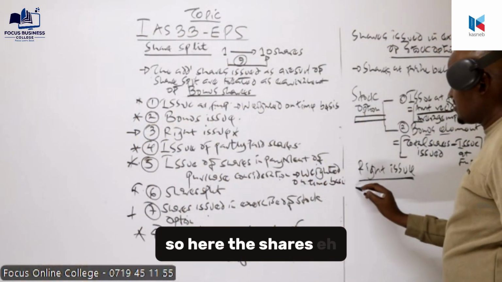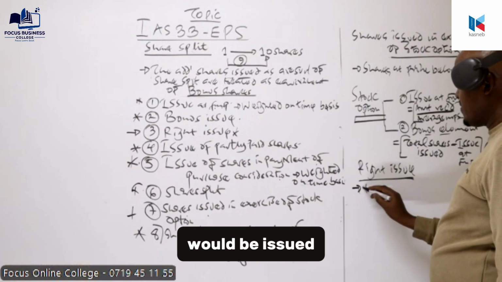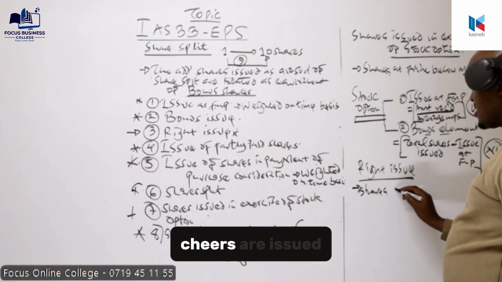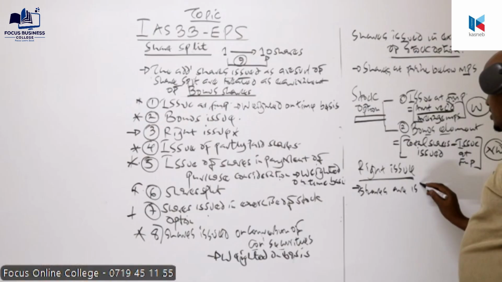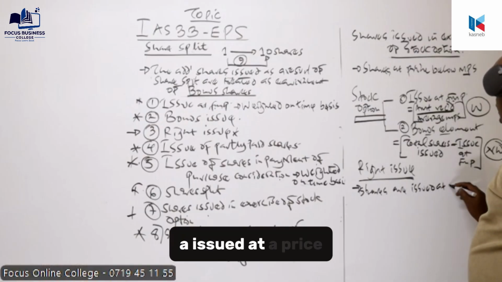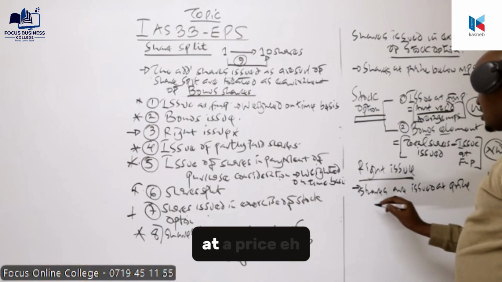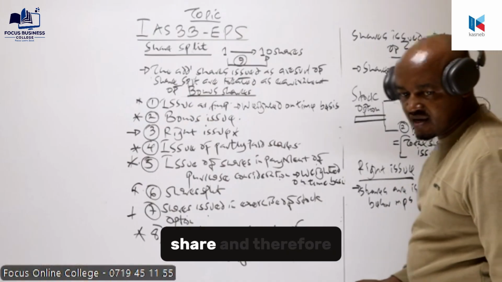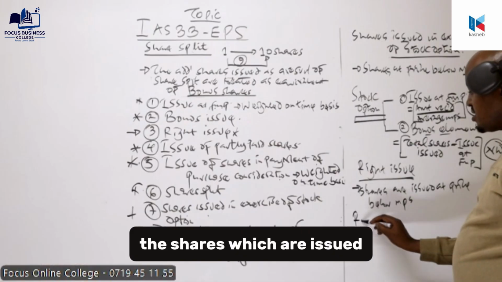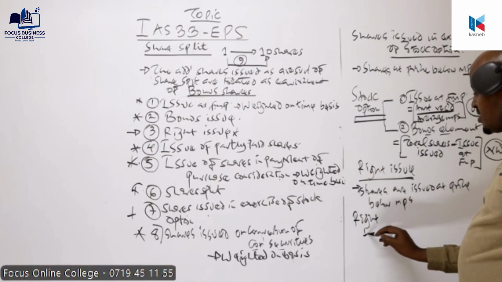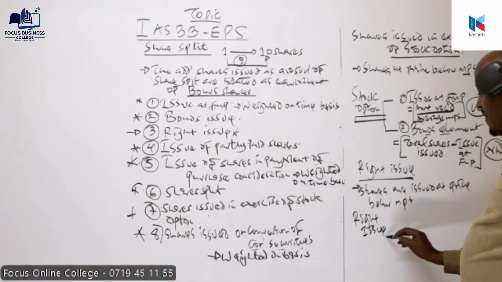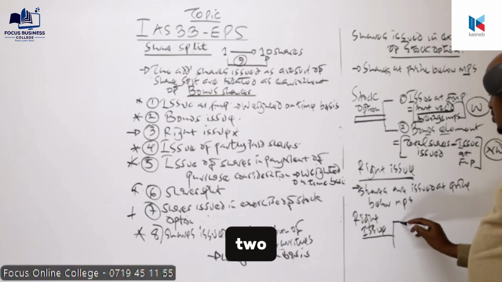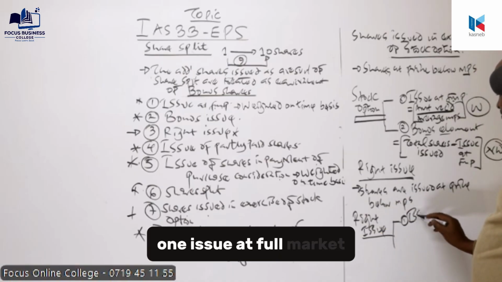So here the shares are issued at a price below the market price per share. And therefore, the shares which are issued during the right issue, just like what you have said up here, are split into two. One, issue at full market price.